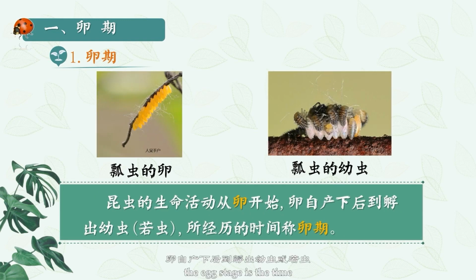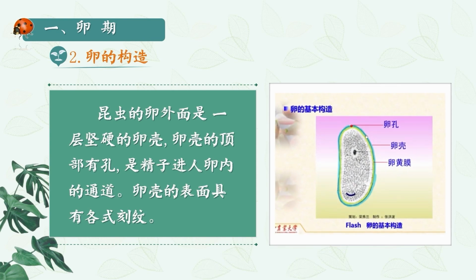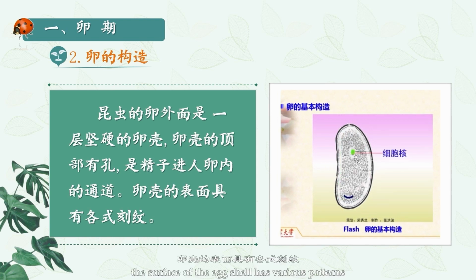The egg stage is a time between the laying and the hatching of the larva or nymph. The structure of the egg. Insect eggs have a harder outer shell with a hole at the top that serves as a passage for sperm to enter the egg. The surface of the eggshell has various patterns.